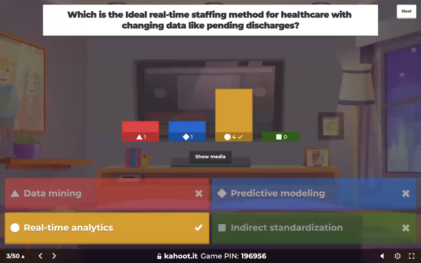All right, and it looks like first off, the correct answer was real-time analytics. You had a few that picked different answers, but at least now you will know that this was in fact the correct answer. You need real information, real-time information to deal with things like pending discharges.